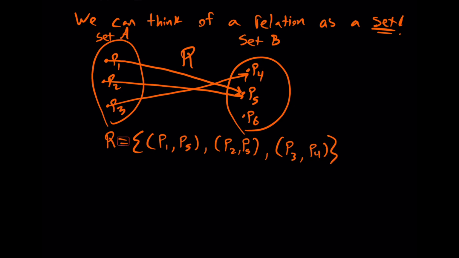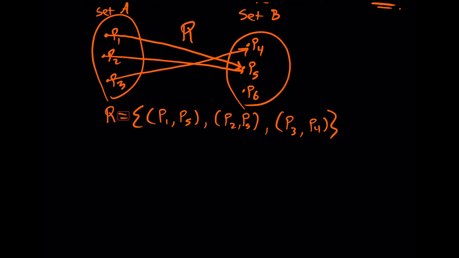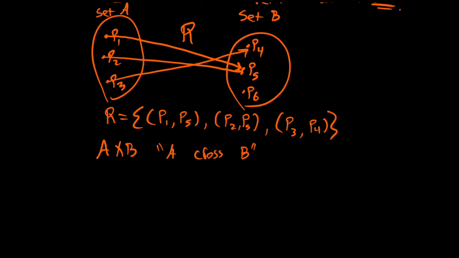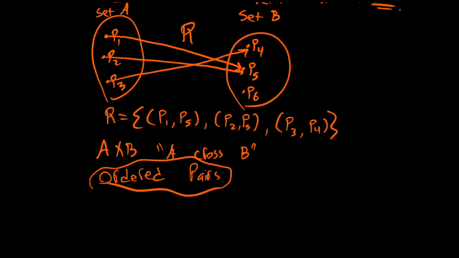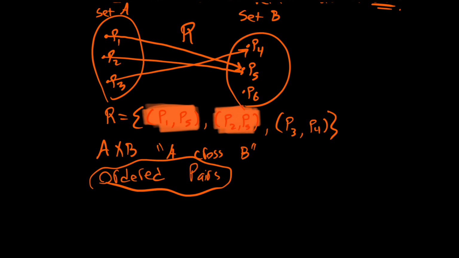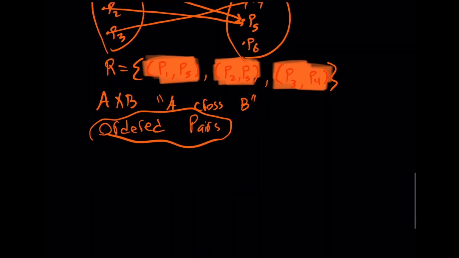So relation R between set A and set B is a subset of A cross B. That is, we have ordered pairs. Here's an ordered pair. Here's an ordered pair. And here's an ordered pair. Those are our relationships. So we can say that lowercase a, lowercase b is a member or element of A cross B.